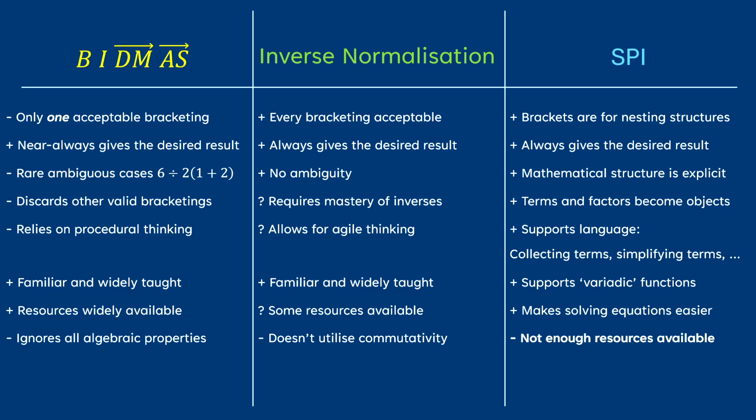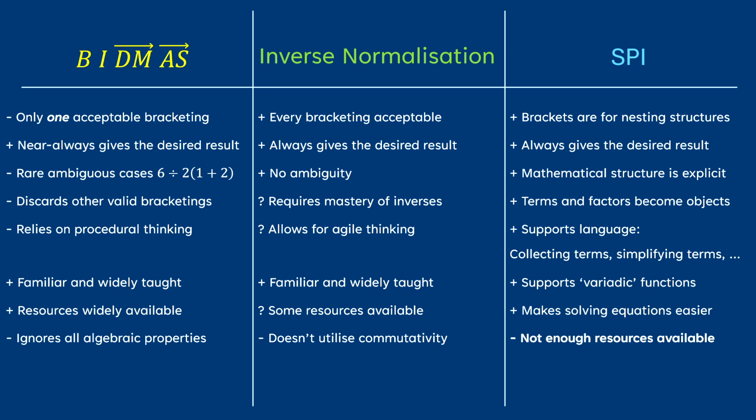So that leaves us with 3 different ways of looking at it. We have the usual BIDMAS, we have inverse normalization, which is something we naturally pick up as we go through high school and we look at the different algebraic rules. And then we have what I'm calling SPI, sums, products, indices. These are the structures that we use as professional mathematicians. This is the way that we see expressions.